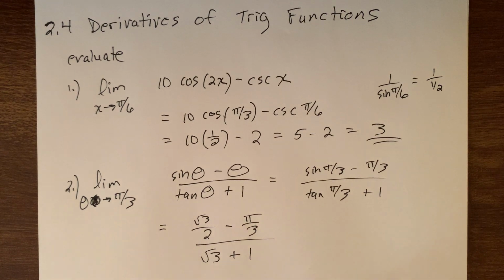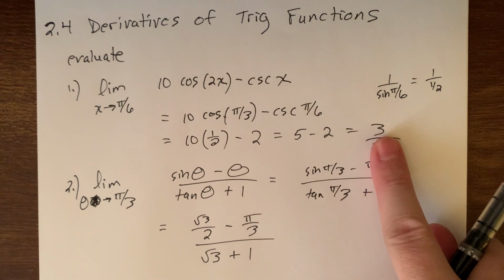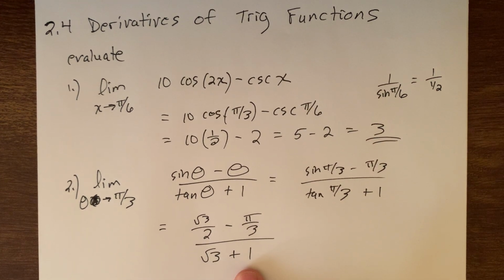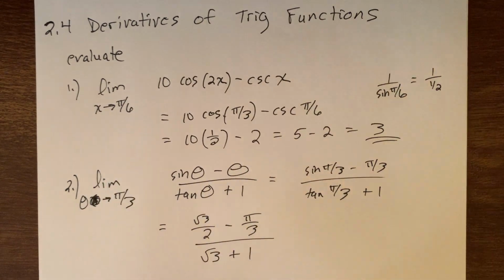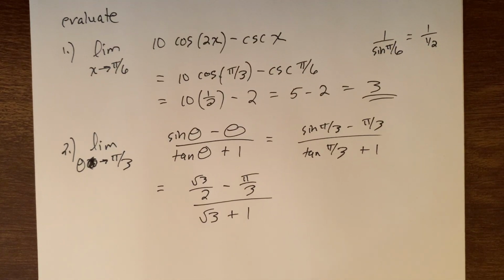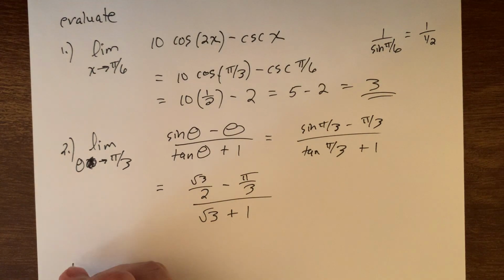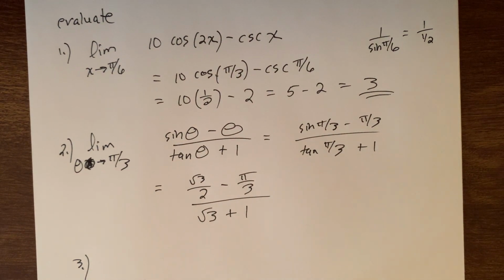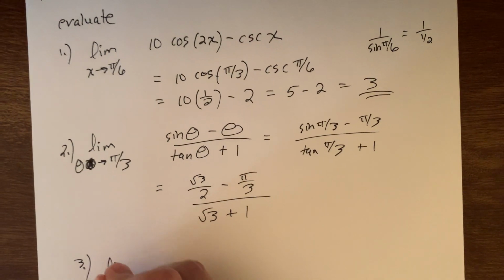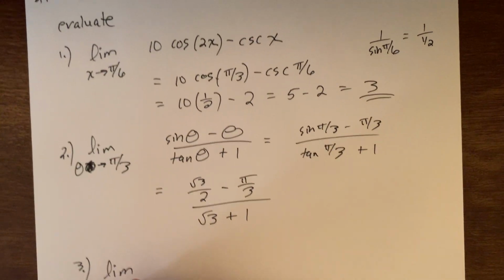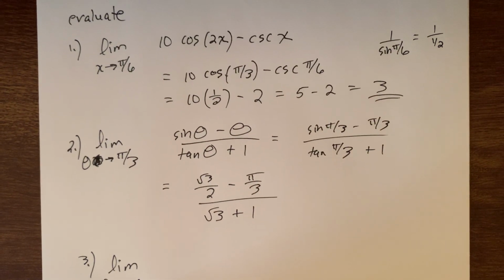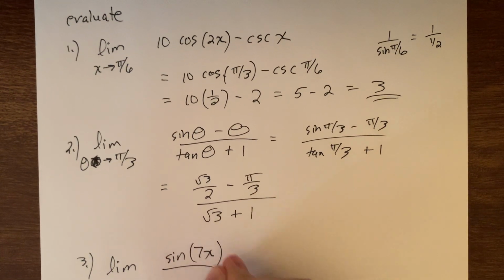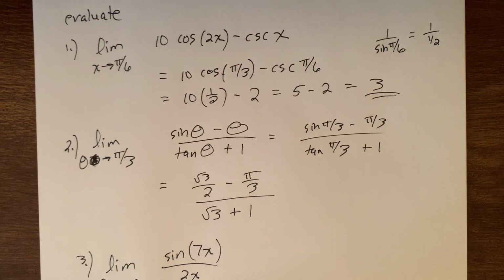So with trig functions, we might get lucky and get nice things that simplify and clean up nicely. We might not, but the first point is once again, taking a limit, we start by plugging in. But now in number 3, we're going to run into a little bit of a problem. I'm going to give you the limit as theta goes to 0 of sine 7x divided by 2x.